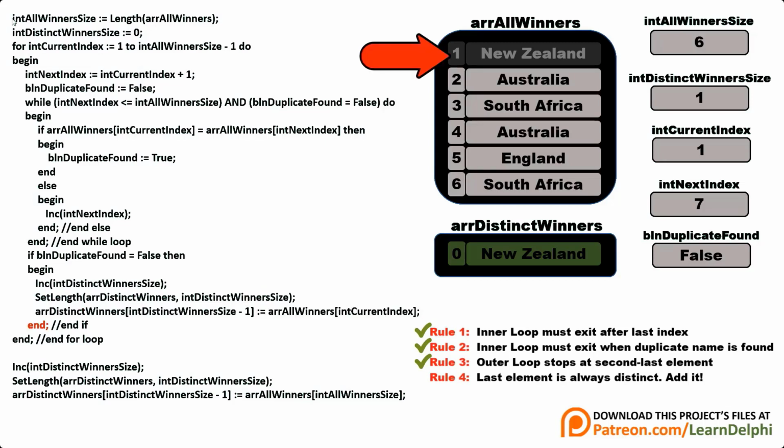We are done with New Zealand in the main array. During this cycle of the outer loop, we couldn't find a duplicate for New Zealand, so New Zealand is distinct.